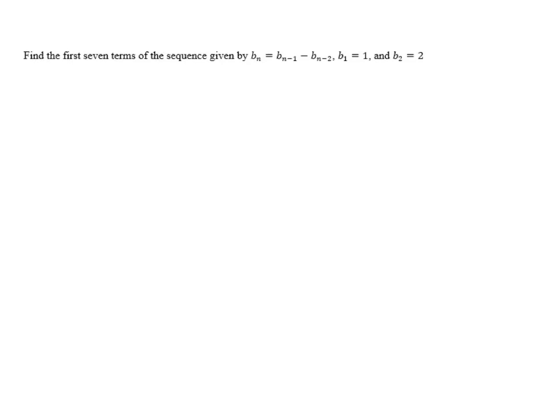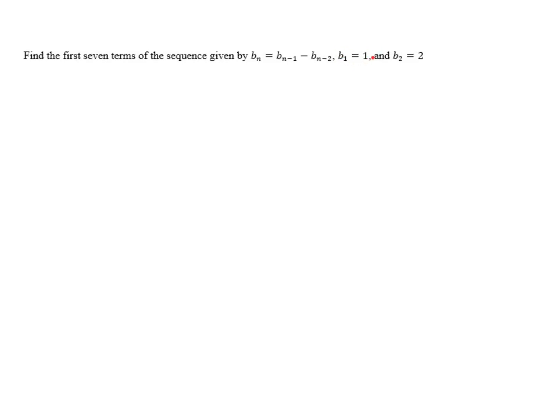Find the first 7 terms of the sequence given by b sub n equals b sub n minus 1 minus b sub n minus 2, b sub 1 equals 1, and b sub 2 equals 2. This is another recursively defined sequence.